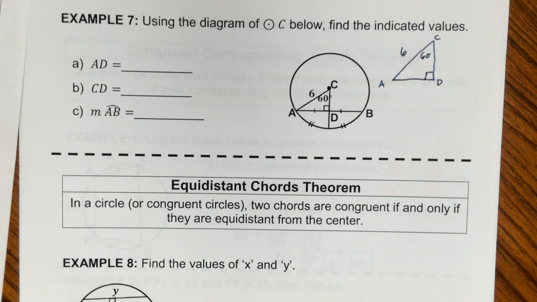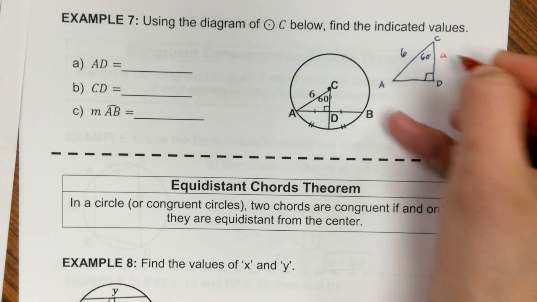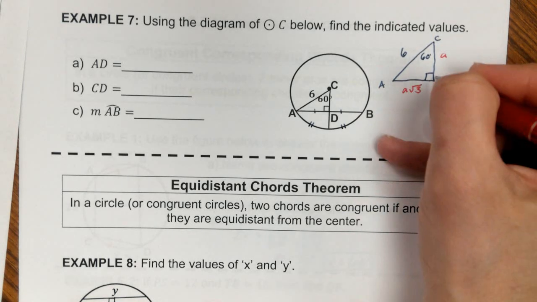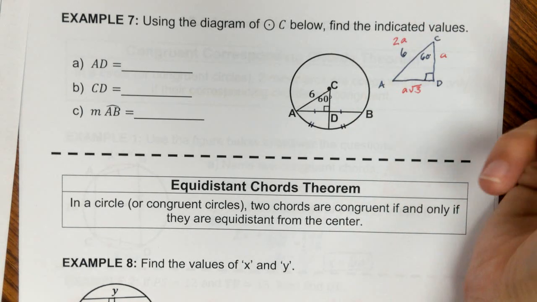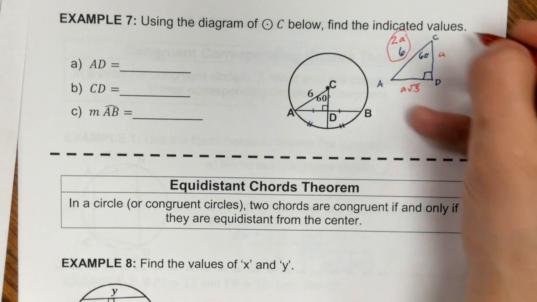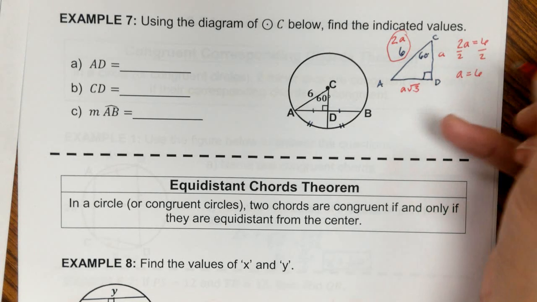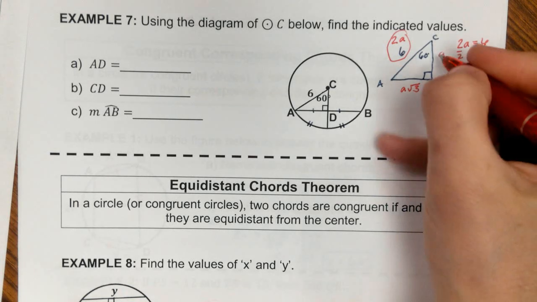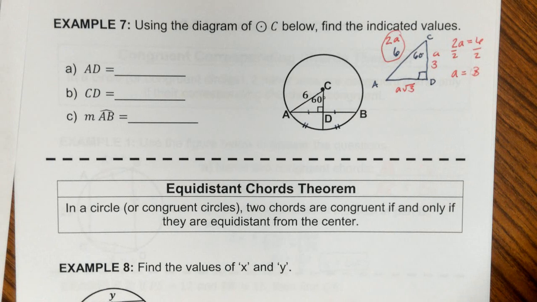So we need to remember our labels for 30, 60, 90. Across from our 30 degree is going to be A. Across from our 60 degree is going to be A square root of 3. And across from our 90 degree is going to be 2A. So what we have here is 2A equals 6. Let's take half of it. A is going to equal, sorry, not 6, 3. So then over here we know that this side, CD, is going to be 3.